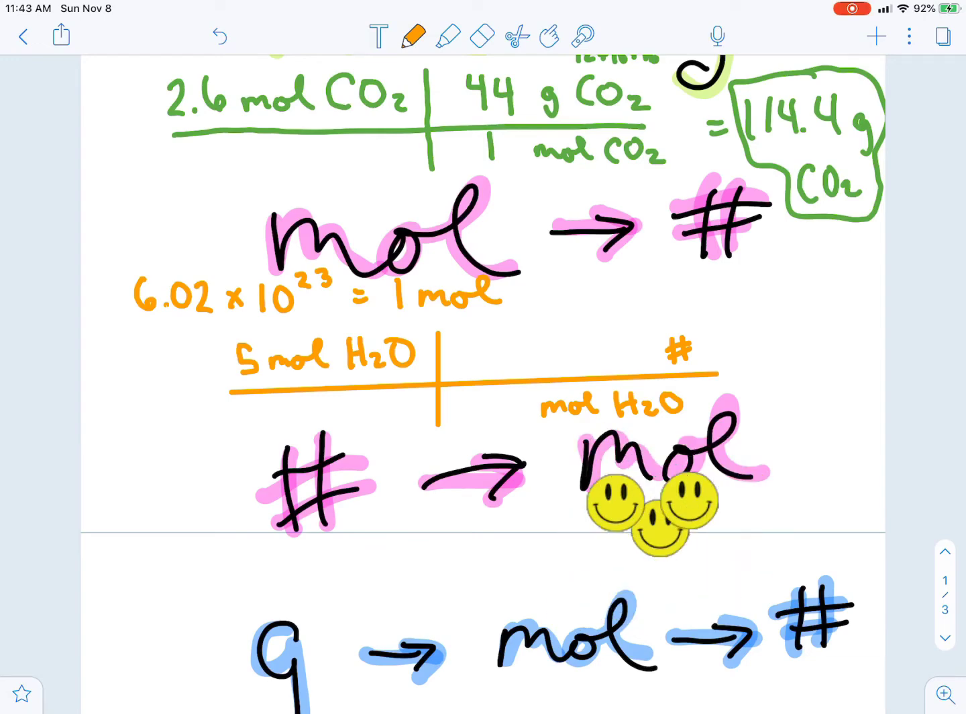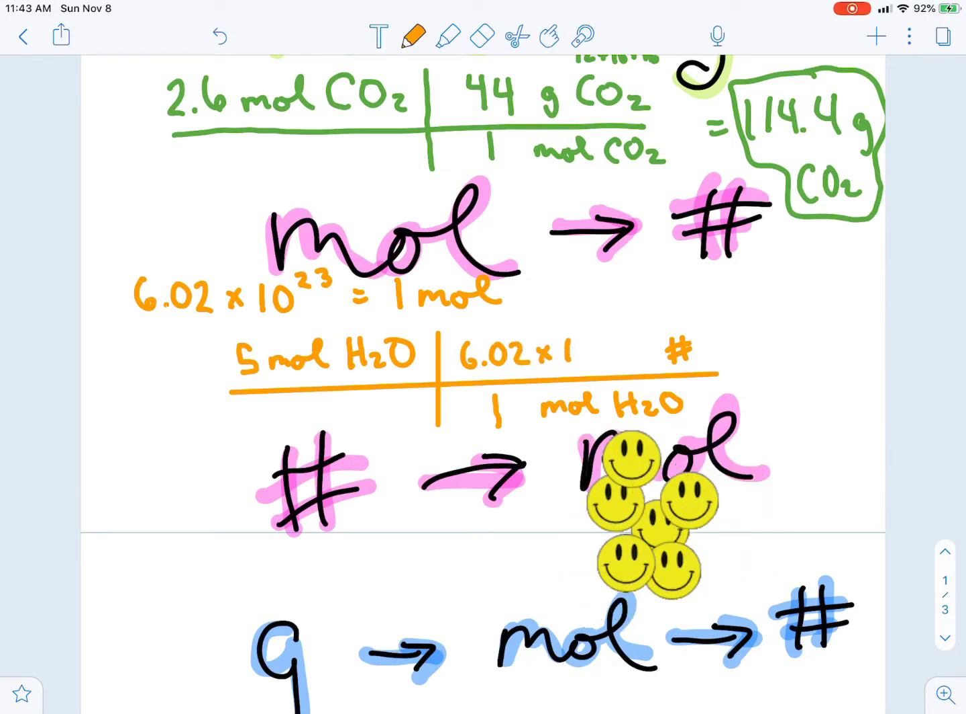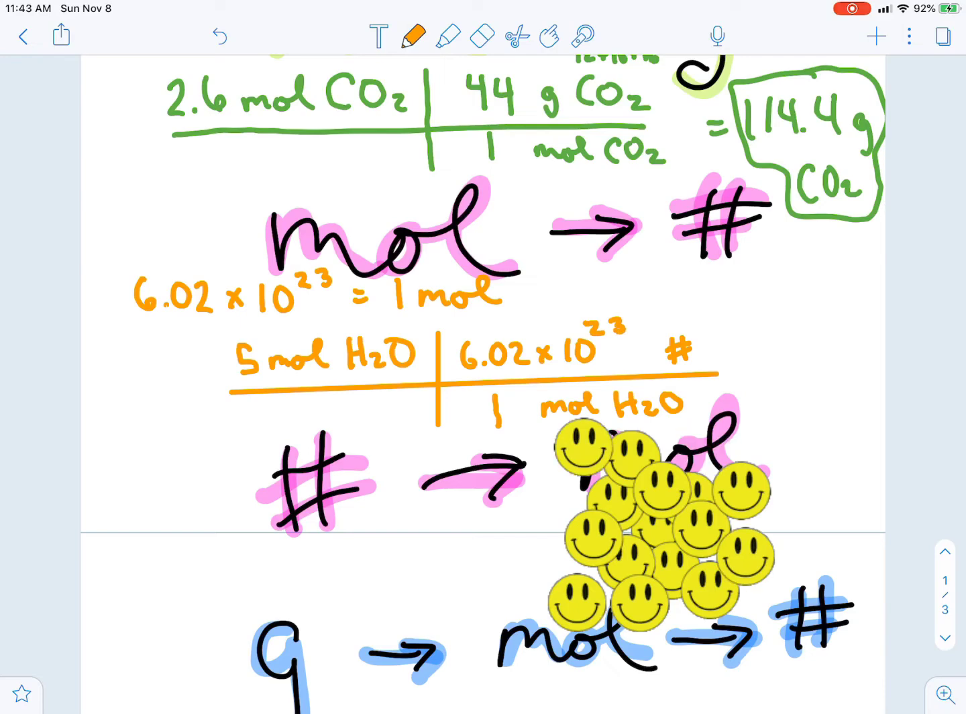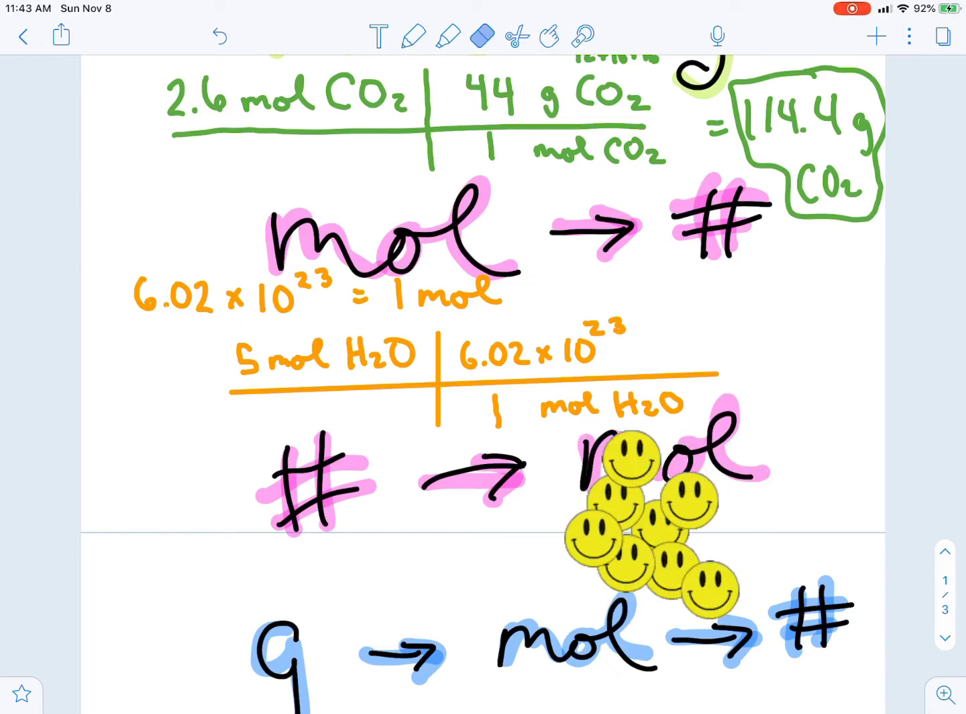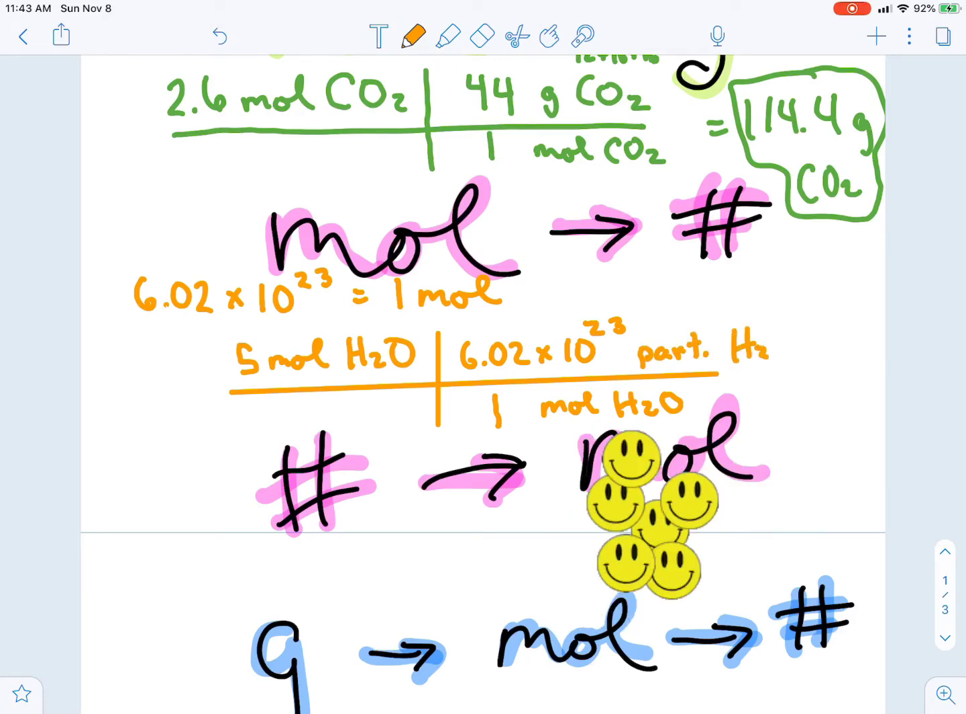So 1 mole of water contains 6.02 times 10 to the 23rd particles. Weird label, but something you're really rarely going to find. Why do you care how many water particles there are? You don't. Okay, so we're going to take and multiply that in.